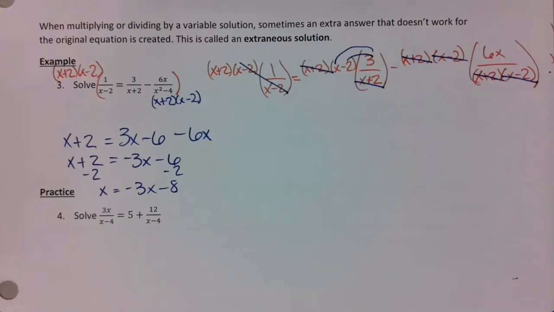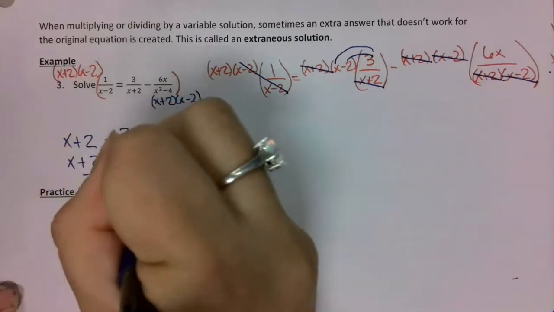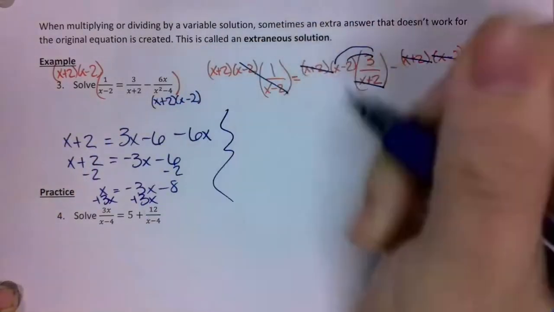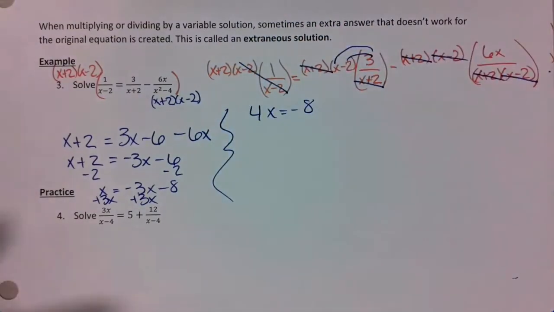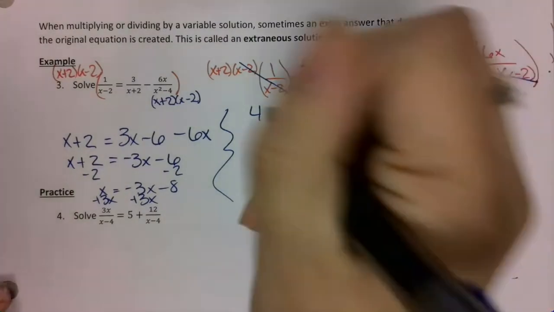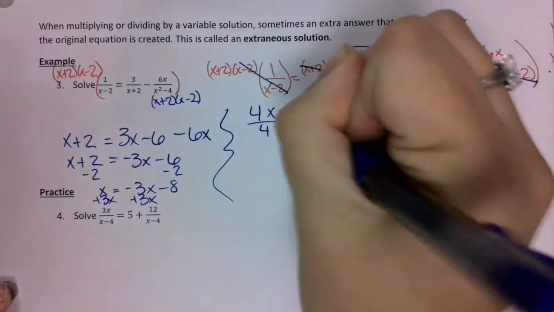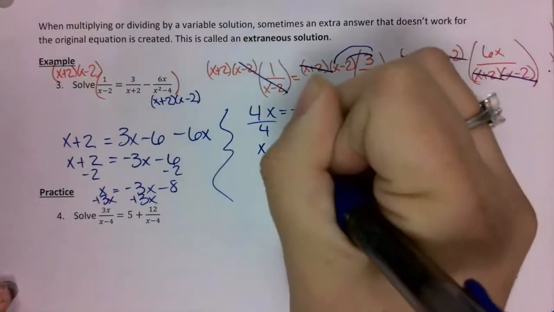And then, what do I have to do next? Add the 3x. So I got 4x equals negative 8. And then I want to do what? So I get x equals negative 2.